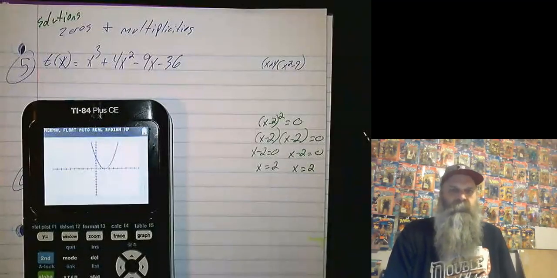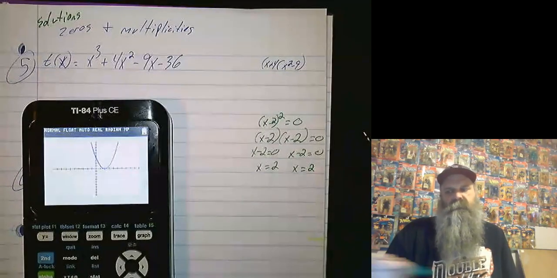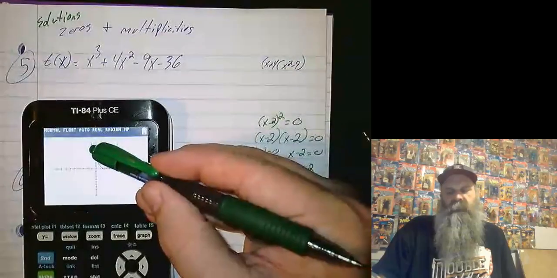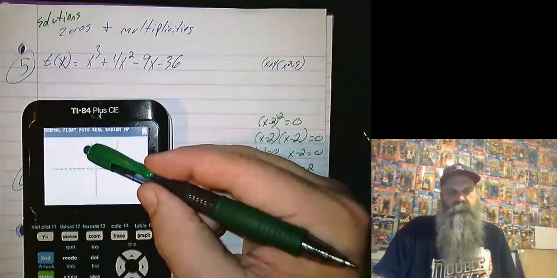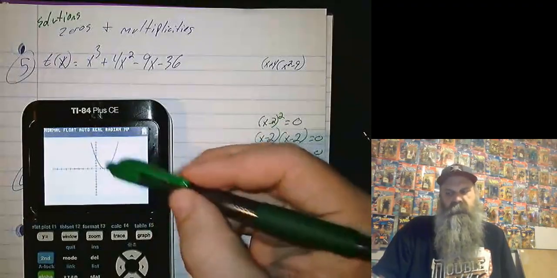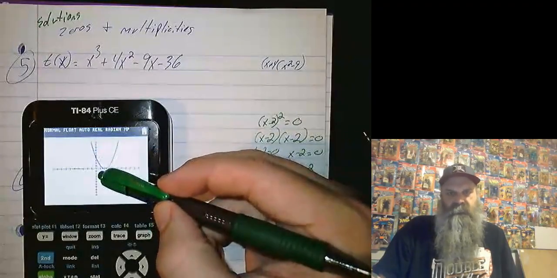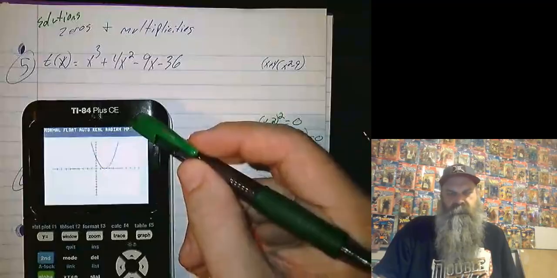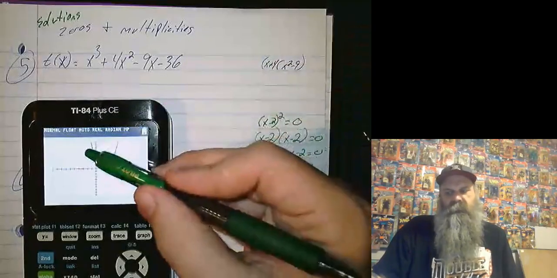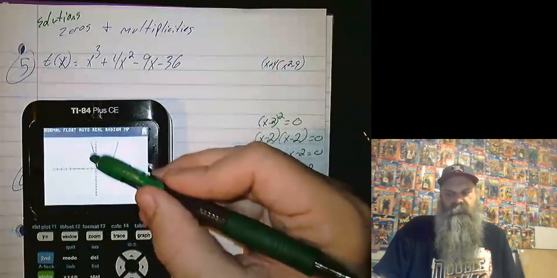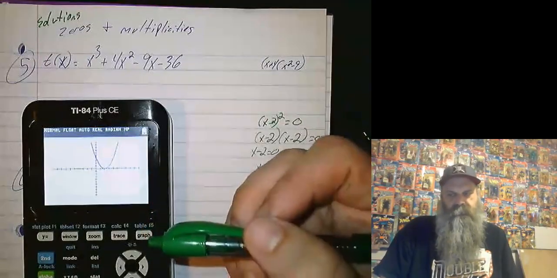And so on a graph, you can tell what the multiplicity is, because if it's an odd multiplicity, it goes through the x-axis. If it's an even multiplicity, it hits the x-axis and bounces off. You'll see the word bounces or touches. It doesn't cross the x-axis, it just bounces once it gets to 2 and comes back up.